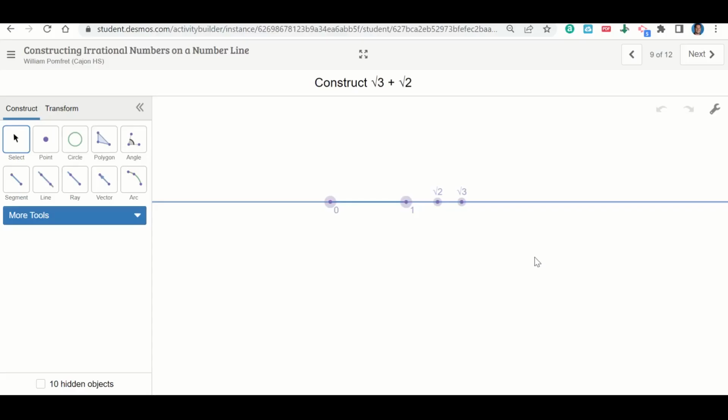Let's talk now about how to add 2 square roots on the real number line. So in this one, we're going to add square root of 3 plus square root of 2. Well, what we should notice is we have a square root of 3 here and a square root of 2 here.